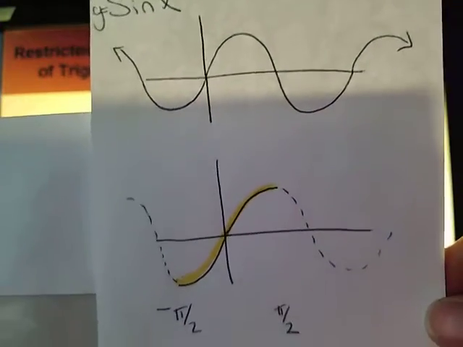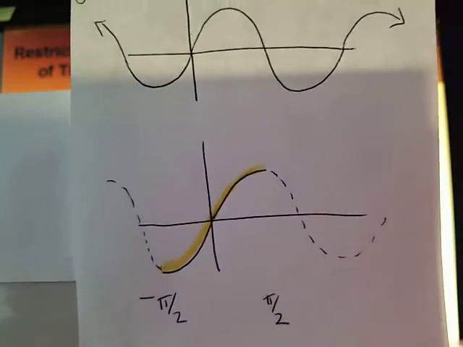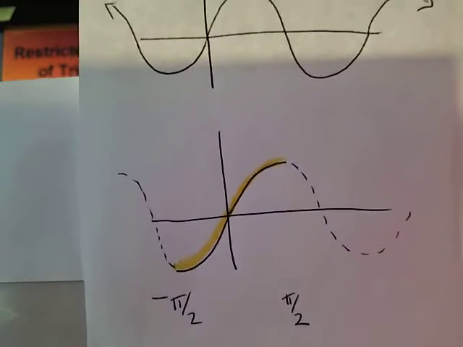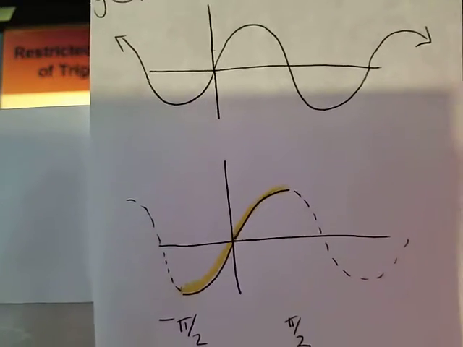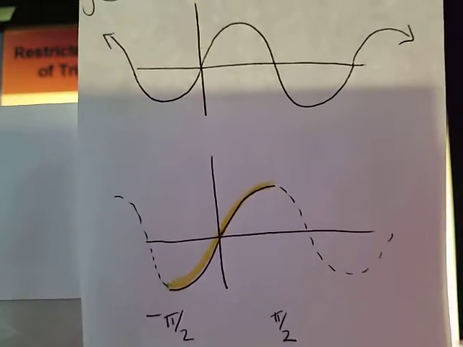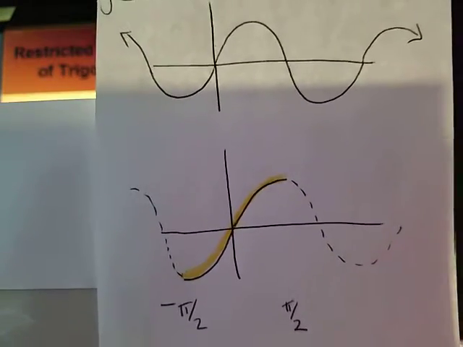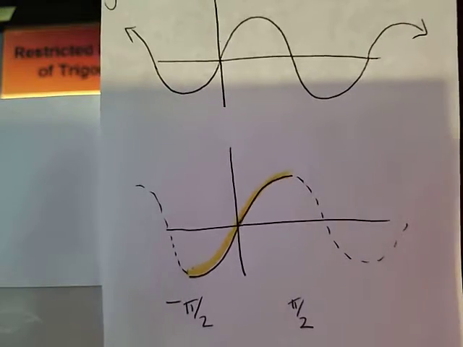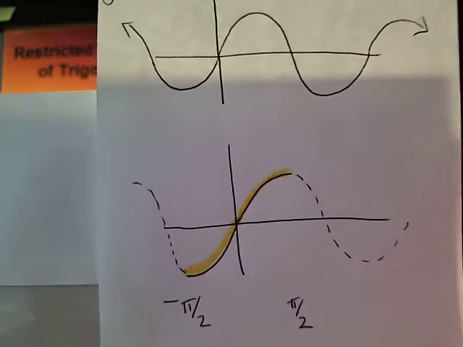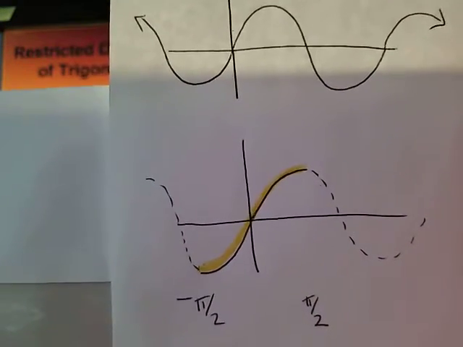If I was to restrict it from negative pi half to pi half, the yellow part of the graph actually would be 1-to-1. It would pass the vertical and the horizontal line test. So when we calculate the values for the inverse sine, all the answers will be between negative pi half and positive pi half. Or if it's in degrees, between negative 90 degrees and positive 90 degrees.